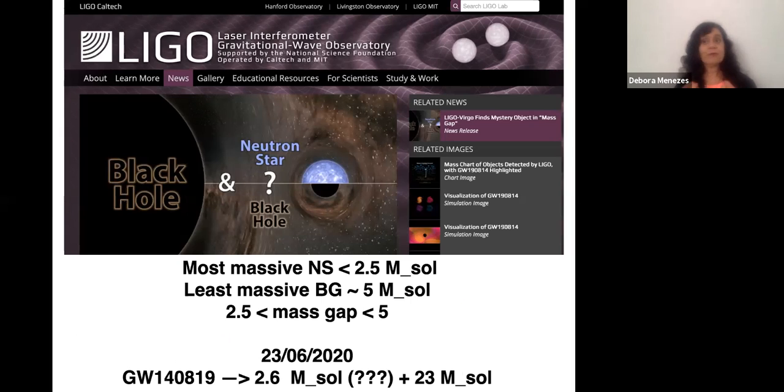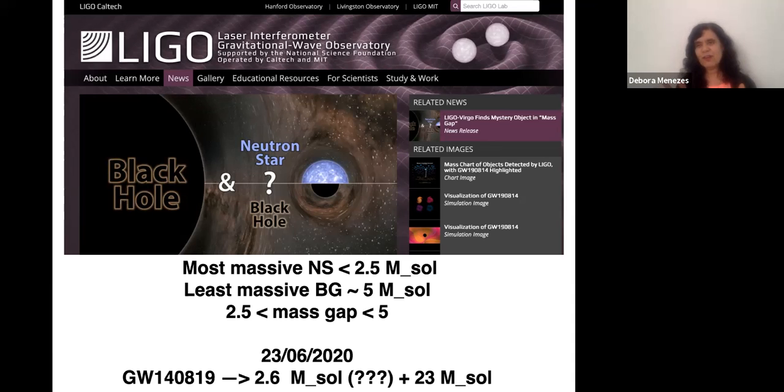That was the merging of two objects. One with 23 solar masses, so it was clearly a black hole. And another one with 2.6 solar masses. So the most massive neutron star detected or inferred so far had a mass lower than 2.5 solar masses. And the least massive black hole had a mass of the order of 5 solar masses. So this recently detected object is in what is normally called the mass gap, in between 2.5 and 5 solar masses. What is it?